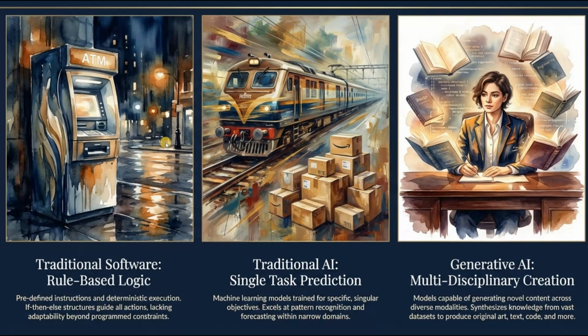Now let's discuss traditional AI, which is learning from labeled data. Traditional AI, often called machine learning, is more powerful. Instead of following hard-coded rules, it learns patterns from data. However, it still solves one specific, well-defined task. You train it on labeled examples, showing it thousands of inputs and their correct outputs, and it learns to make predictions. A good example is IRCTC's fraud detection system that uses traditional AI.